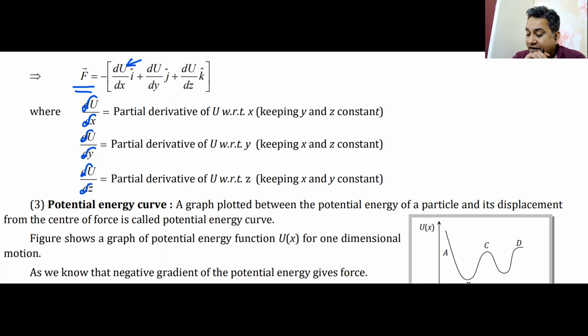Del U by del X i, del U by del Y j, and del U by del Z k. That is how we can calculate F from the energy function. Now, straight away, I'm going to give you a problem on this concept, and if you can do it correctly, that will revise a lot of things. That will revise the concept of the partial derivative, which would be coming to us in many different ways. So if you can do this question, we can move further ahead.